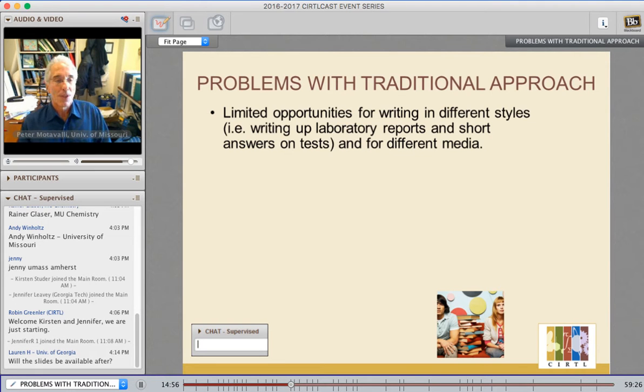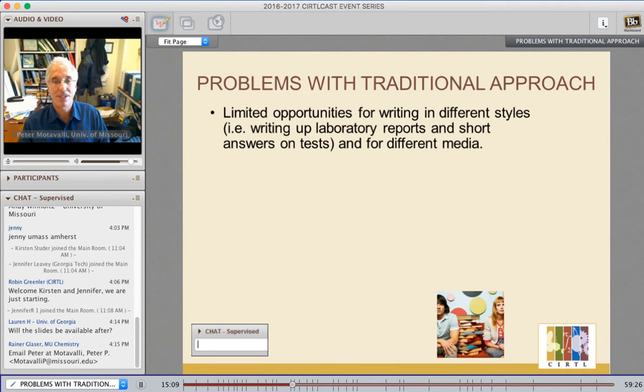Now, the thing that I identified as being some problems was that there were limited opportunities for writing in different styles. Most of the students had focused on writing up laboratory reports and short answers on tests, but they hadn't done it in different media or for different audiences. And so to me, that was a shortcoming that I wanted to address.